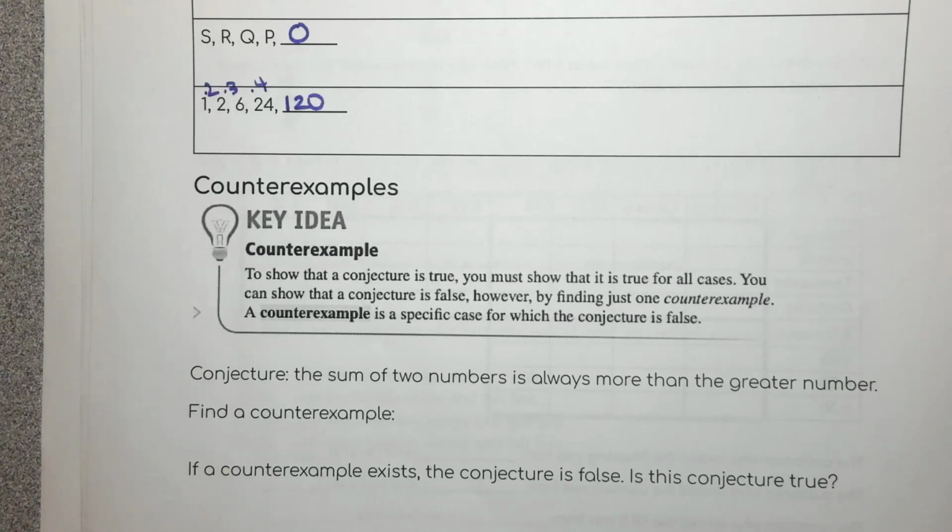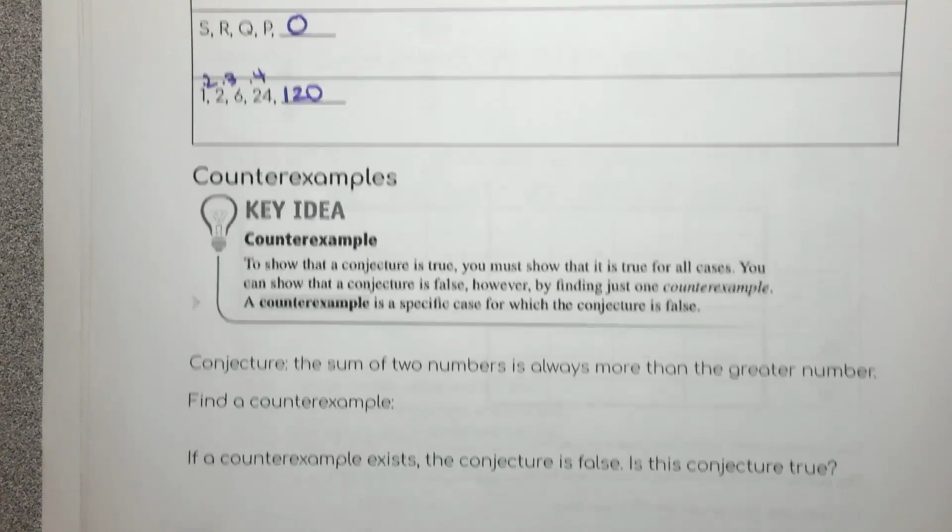If it's false for even one case, even the smallest number possible, it's not going to work. So we always are trying to find a counterexample because it's easier to prove one thing doesn't work than to prove a million do. Okay? So a counterexample is a specific case for which the conjecture is false. Which makes sense. Counter, like a counter argument, is to go against something. So a counterexample would go against what we think the conjecture is.